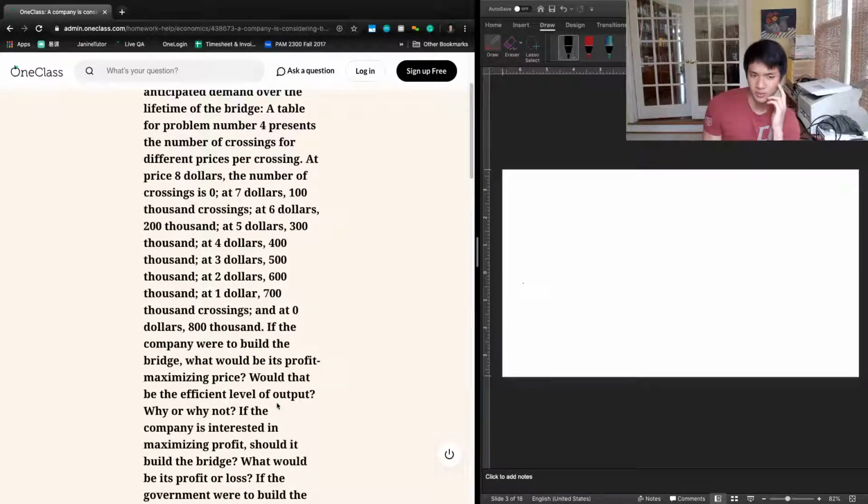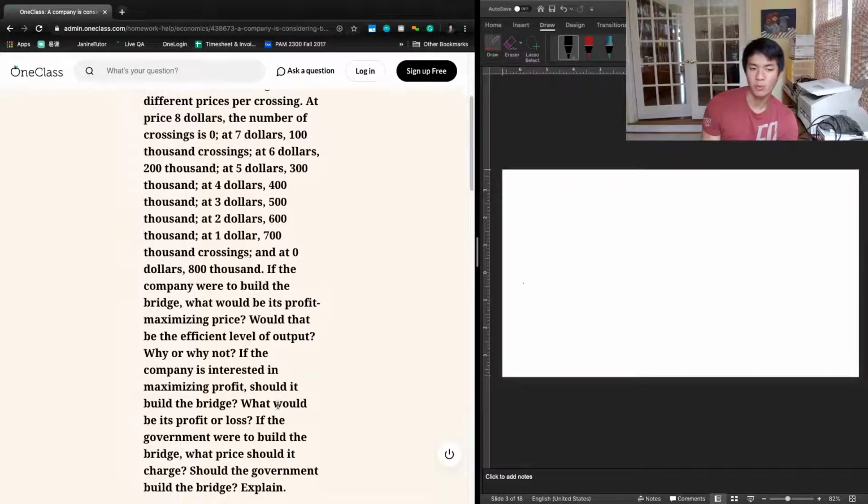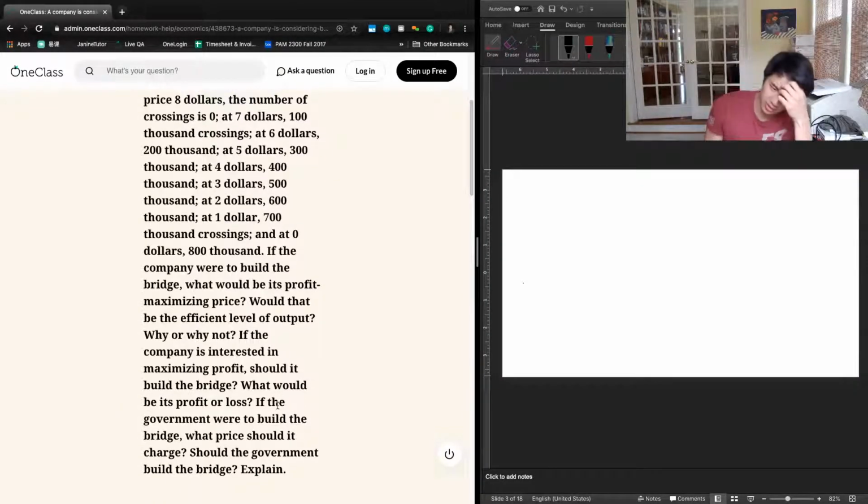If the company were to build the bridge, what would be its profit maximizing price? Would that be the efficient level of output? Why or why not? If the company is interested in maximizing profit, should it build the bridge? What would be its profit or loss? If the government were to build a bridge, what price should it charge? Should the government build the bridge?